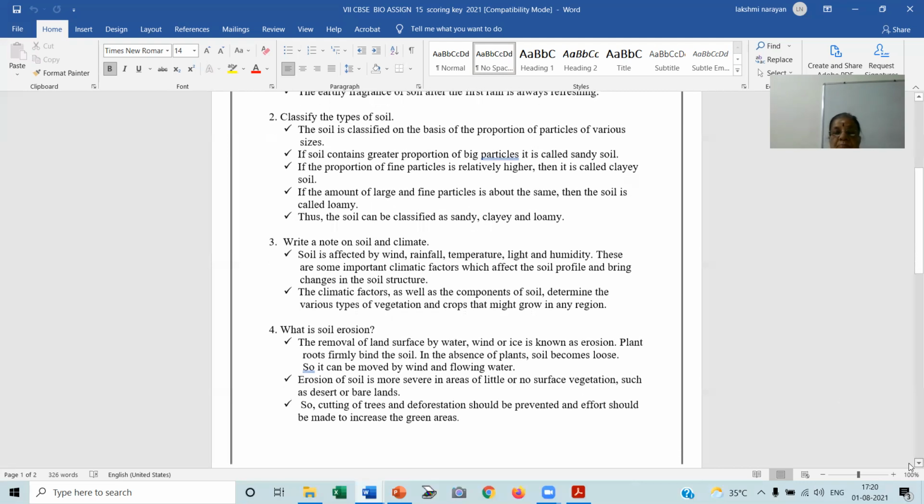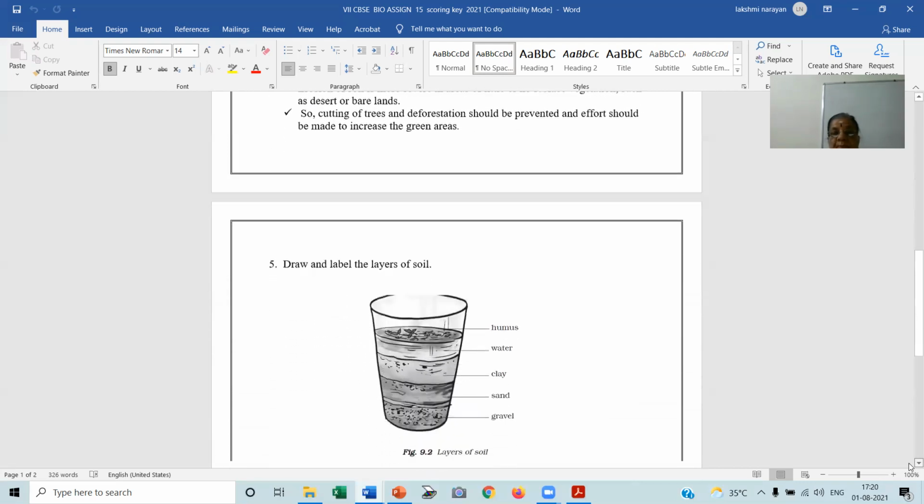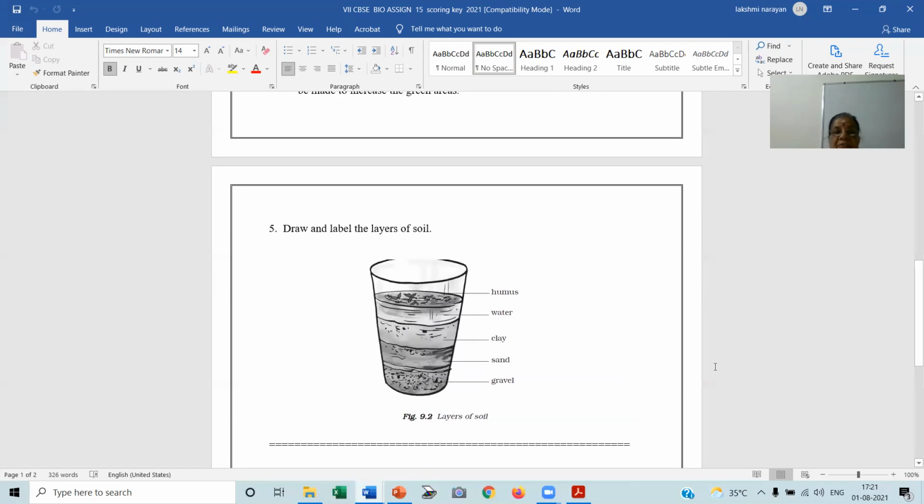The next one, draw and label the layers of soil. This is our textbook diagram. Please understand, for layers of soil you have to draw this diagram. For the soil profile, you have to draw the horizon diagram, the one showing the dug-up soil. I hope you are able to follow this.